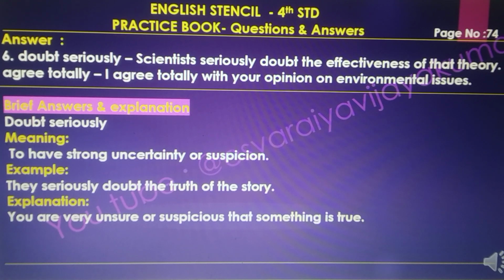Sixth one, doubt seriously. Scientists seriously doubt the effectiveness of the theory. And the brief answer and the explanation of these questions: doubt seriously means to have strong uncertainty or suspicion. Example: they seriously doubt the truth of the story. Explanation: you are very unsure or suspicious that something is true.